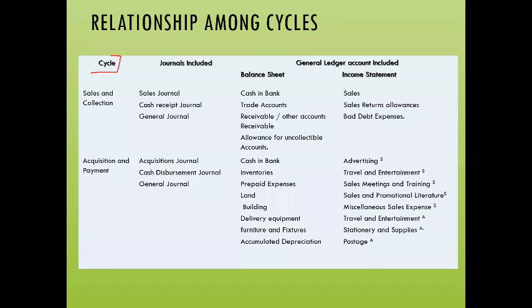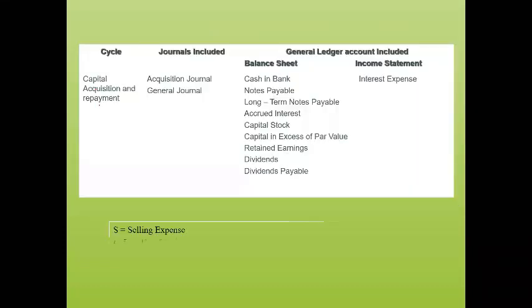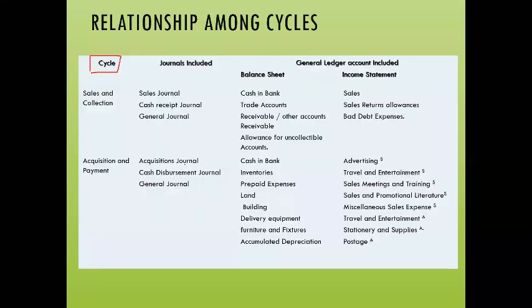Now that we understand the journals, we have to go to the cycles. We have 6 journals and 5 cycles. The first cycle is the sales and collection cycle. From its name, it must include all the sales, whether on credit or cash. The sales journal will be included, the cash receipt journal will be included, and the general journal.